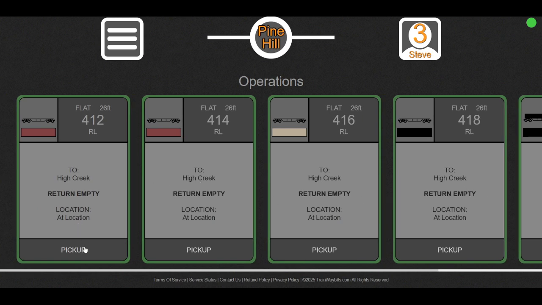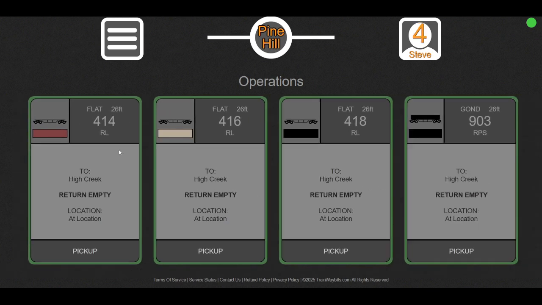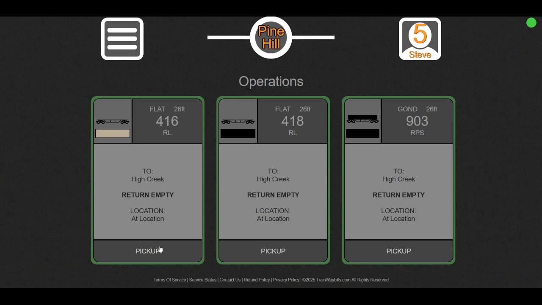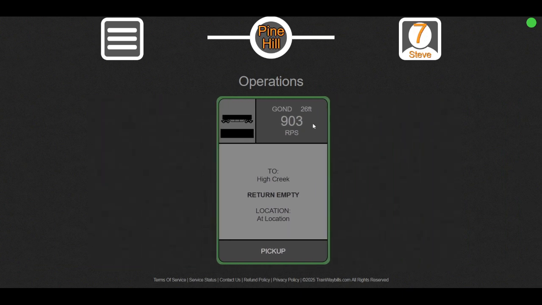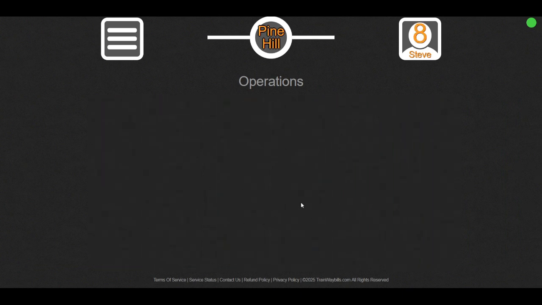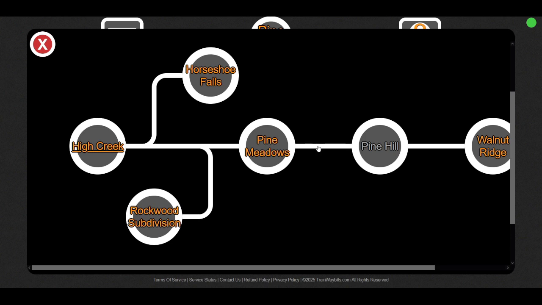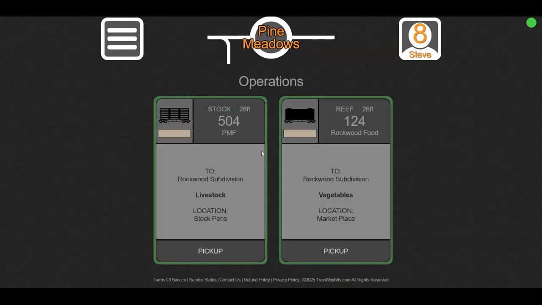So all we have to do is just pick up 412, 414, 416, 418 and 903, the ones that we left there, and we're ready to depart again. So again, we leave Pine Hill, we drive down the main line, and we arrive at Pine Meadows. We click the Pine Meadows button, and it's giving us a mini switch list. Now these are the ones that we left before for our westbound.